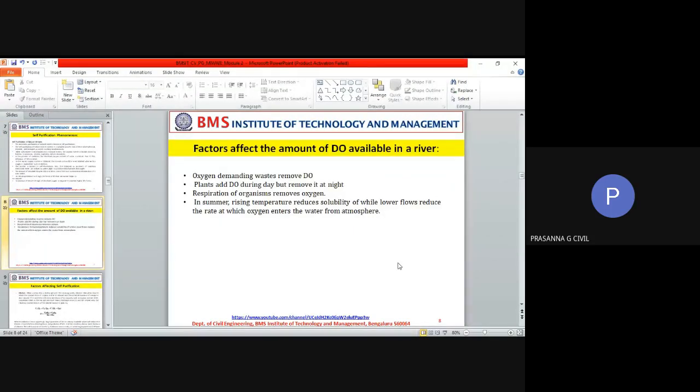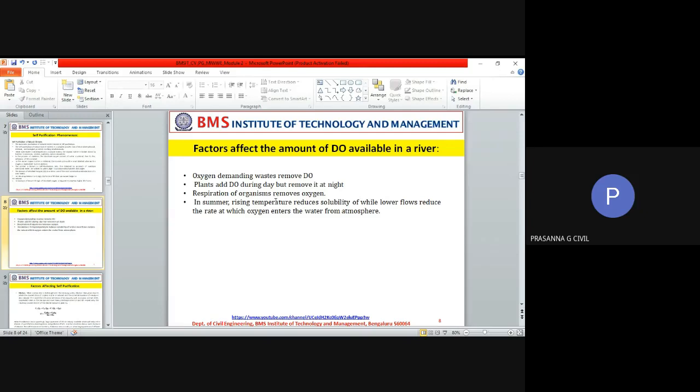Now, factors that affect the amount of DO available: oxygen demanding waste. Again, I told you, high BOD. When I say a waste of high BOD, it means a waste of high organics. Why organics? Inorganics will not consume as much oxygen, and organics, to break down, the amount of oxygen required will be more. Plants add DO during the day, but remove it during the night. Respiration of organisms removes oxygen.